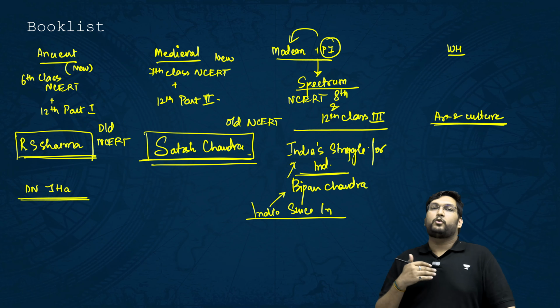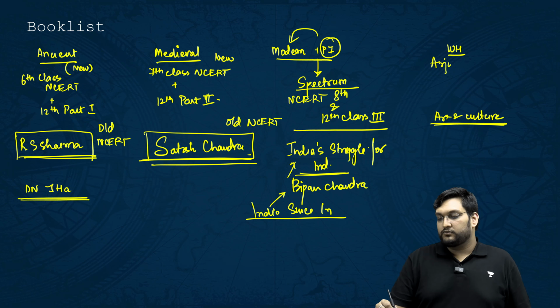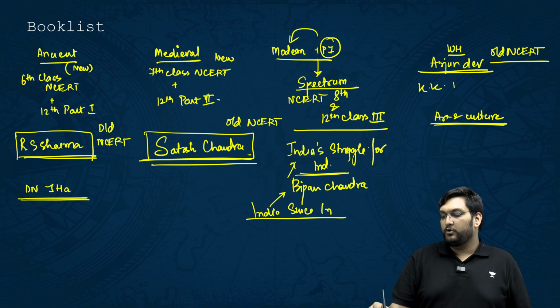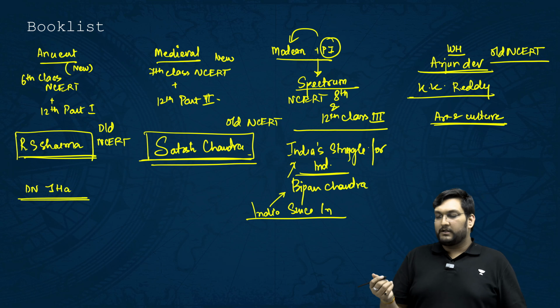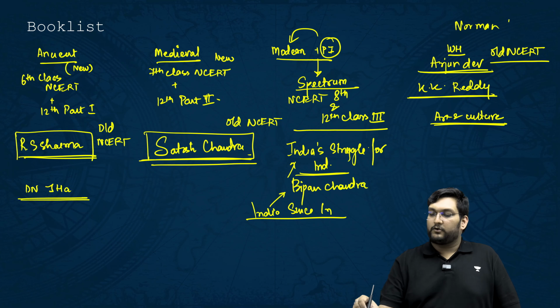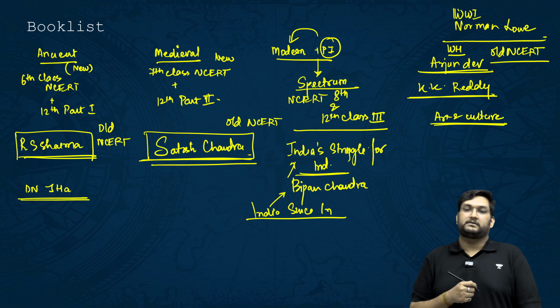For world history, we don't have any specific book. Arjun Dev is actually quoted, but the problem with the old NCERT is it is not written from the perspective of UPSC. So you can here use KK Reddy. It's a good book, has everything in one place. Norman Lowe, a lot of people quote, but the problem is it only starts from the First World War. So you need something for before the First World War.